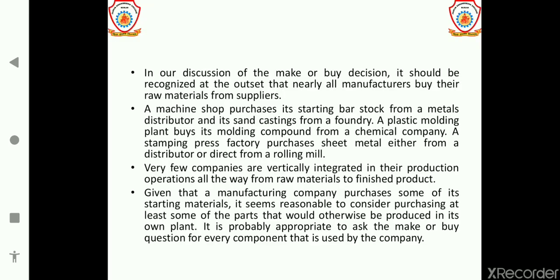In our discussion of the make or buy decision, it should be recognized at the outset that nearly all manufacturers buy their raw material from suppliers. A machine shop purchases its starting bar stock from a metal distributor and its sand castings from a foundry, a plastic molding plant buys its molding compound from a chemical company, etc.